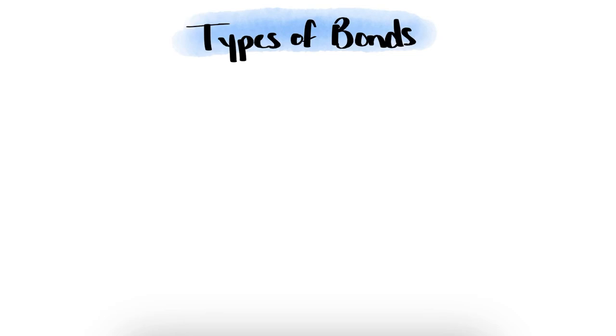Hi everyone, in this video we'll be going over the different types of chemical bonds. So we know that a chemical bond is how one atom connects to another atom. But what are the different types of chemical bonds? The types of chemical bonds depends on the electronegativity of the atoms involved in the bond. Electronegativity is an atom's ability to attract electrons.